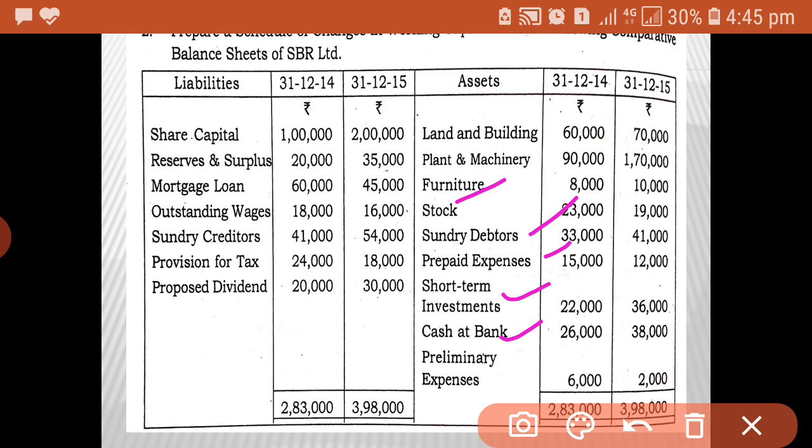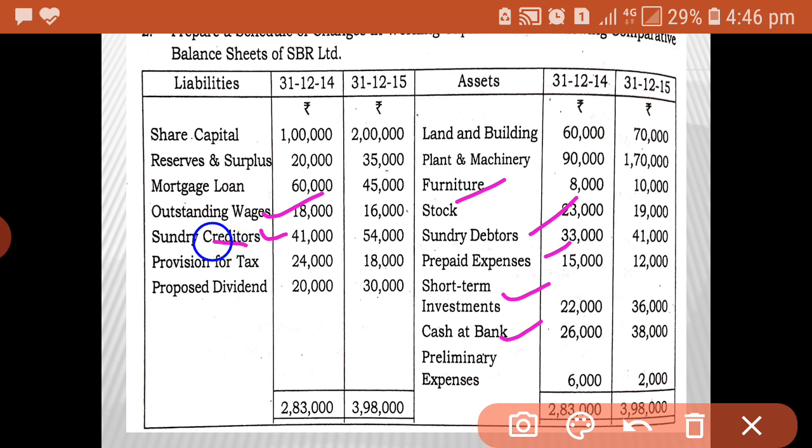Preliminary expense is a fictitious asset. Okay, it is a fixed asset. So these are the 5 items. Then go through the liability side: share capital, reserves and surplus, mortgage loan, then outstanding wages. All the adjustments, outstanding, prepaid, accrued, income received in advance, all these are treated as current items. Okay, outstanding expense is a current liability. Then sundry creditors is a current liability.